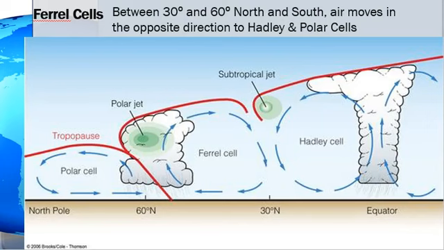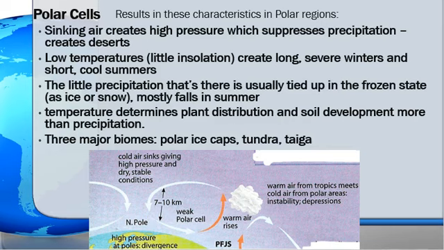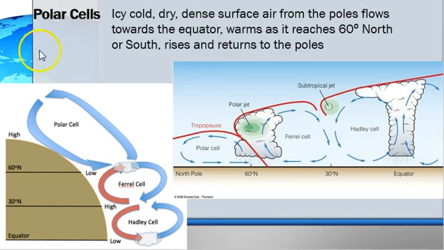All right, so now we've seen Hadley cells, we've seen Ferrel cells. Now let's go even further north and look at polar cells. And polar cells are going to be in areas where you have icy, cold, dry, dense surface air from the poles that is flowing towards the equator. So you're going to have really high pressure at the poles because that air is so cold, it's pressing down, and it's going to start flowing again from high to low. Wind always flows from high to low, and it's going to push down towards the equator.